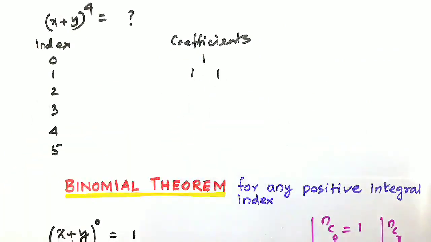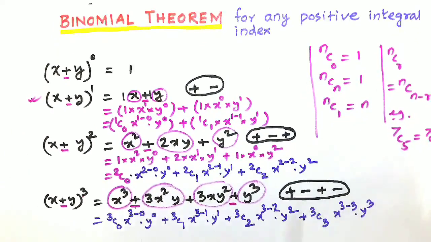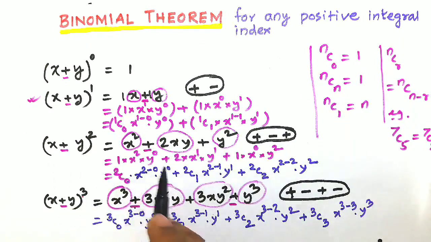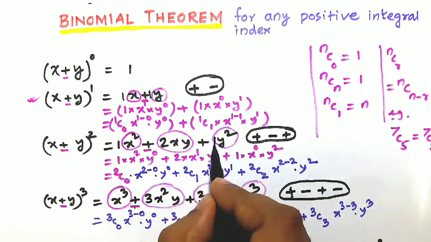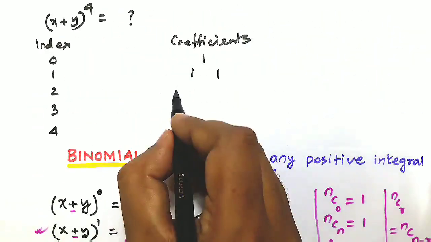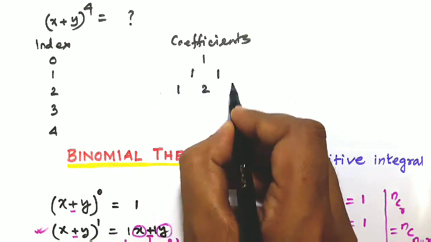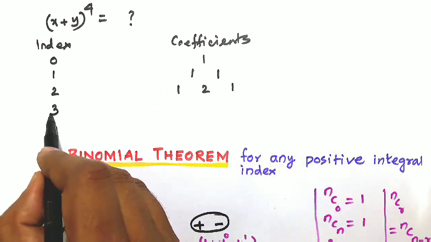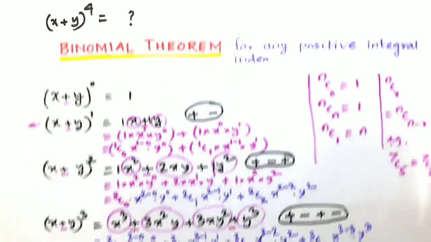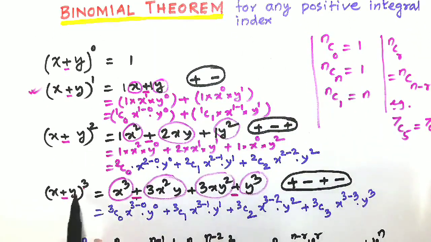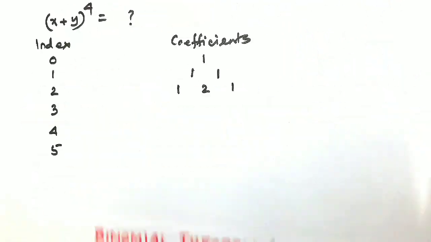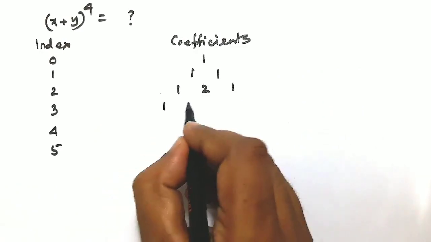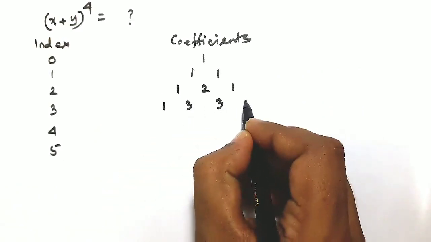Now index is 2, that means (x + y)^2. The coefficients are respectively 1, 2, 1. So I write 1, 2 and 1. And index is 3, that means (x + y)^3. The coefficients are respectively 1, 3, 3, 1. So I write 1, 3, 3, 1.